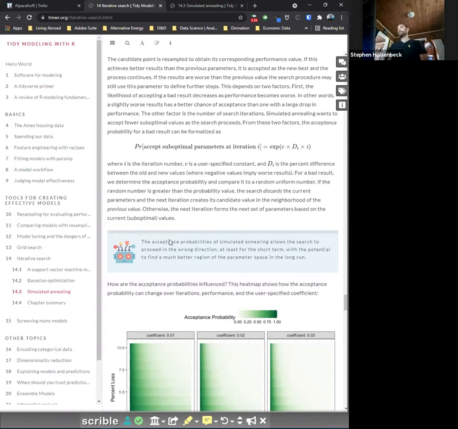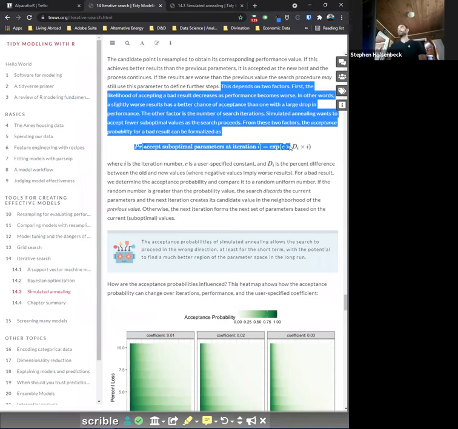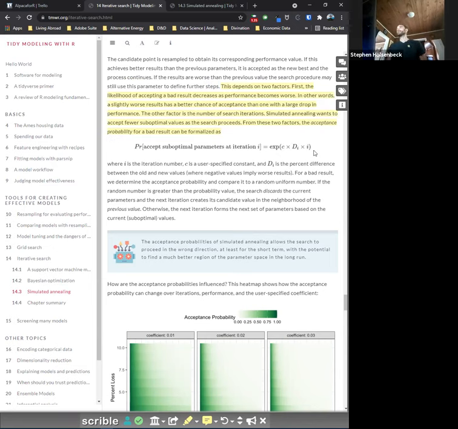And it depends on two factors. First, the likelihood of accepting a bad result decreases as performance becomes worse. In other words, a slightly worse result has a better chance of acceptance than one with a large drop in performance. The other factor is the number of search iterations. Simulated annealing wants to accept fewer suboptimal values as the search proceeds.